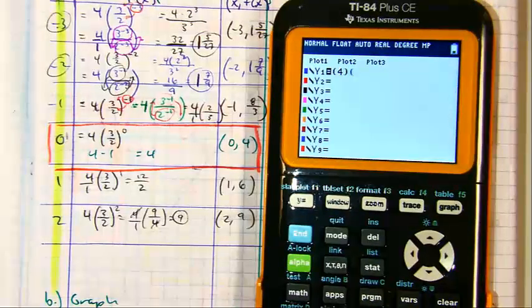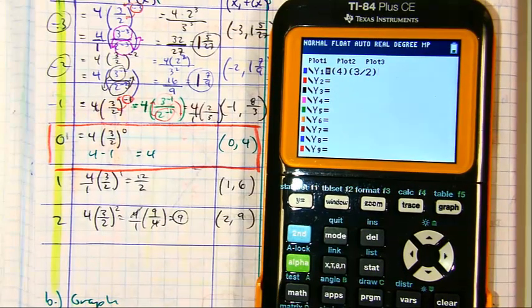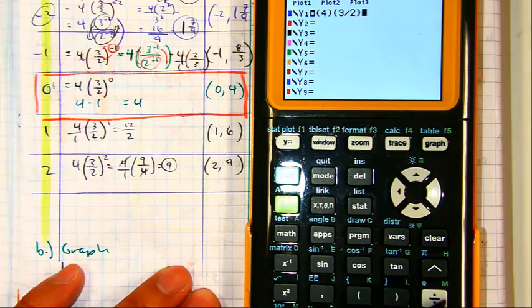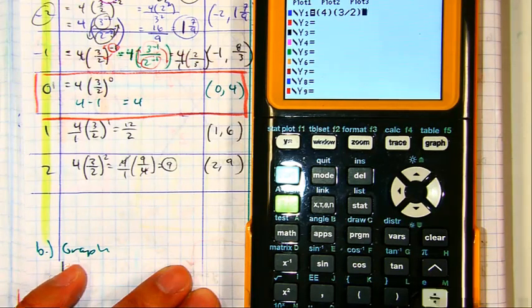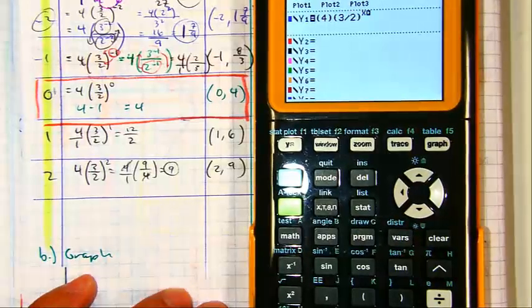4, parentheses, 3/2, 3 divided by 2. And then the caret button above the division sign. You see it over here? And then you put in your x. This is one way of putting it into your calculator.